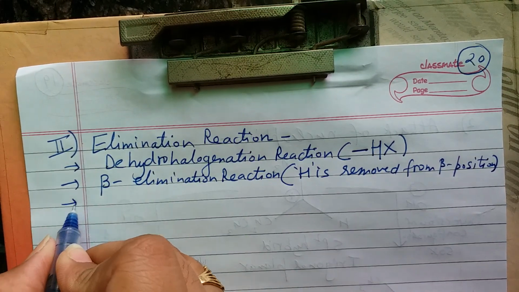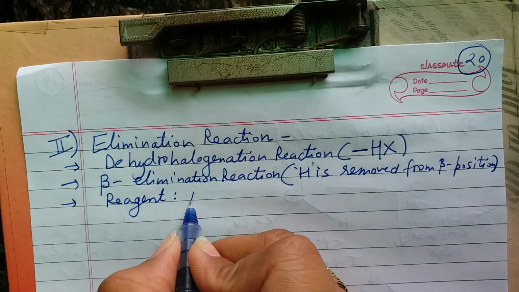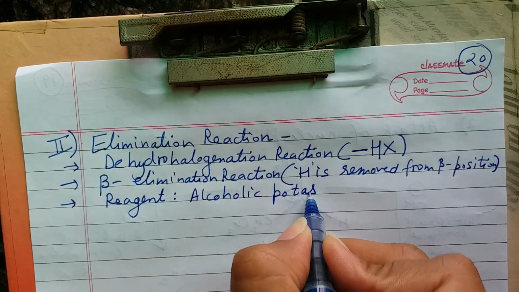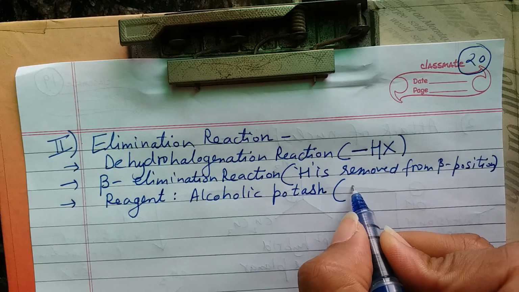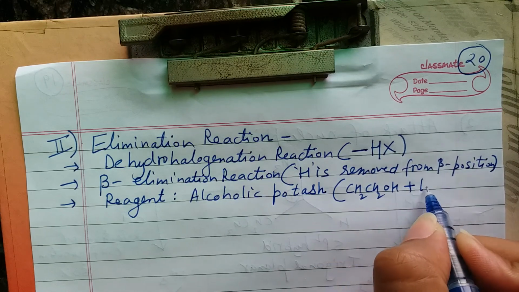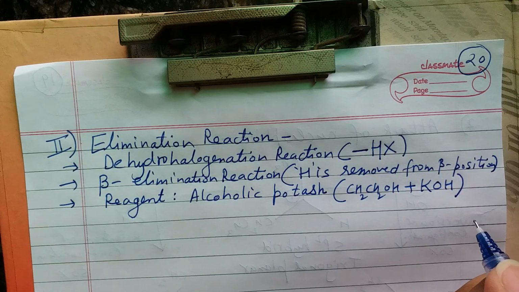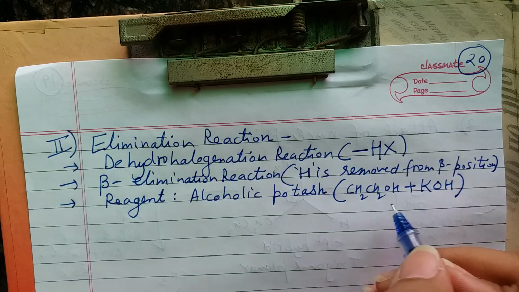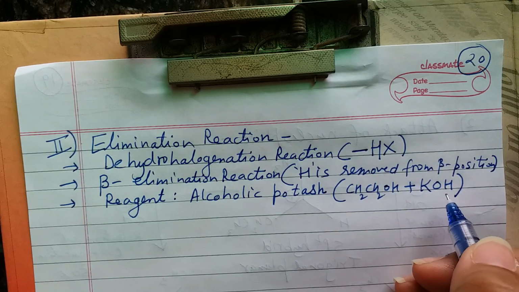Okay, now what is the reagent which is used for this reaction? The reagent which is used is alcoholic potash. Now what's alcoholic potash? Alcoholic means ethanolic. So it's a mixture of ethanol and potassium hydroxide, called alcoholic potash. Ethanol is the medium in which KOH, the reagent, is taken.